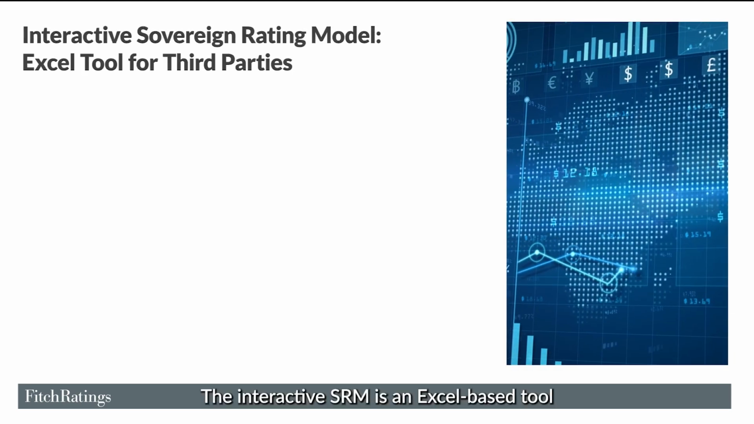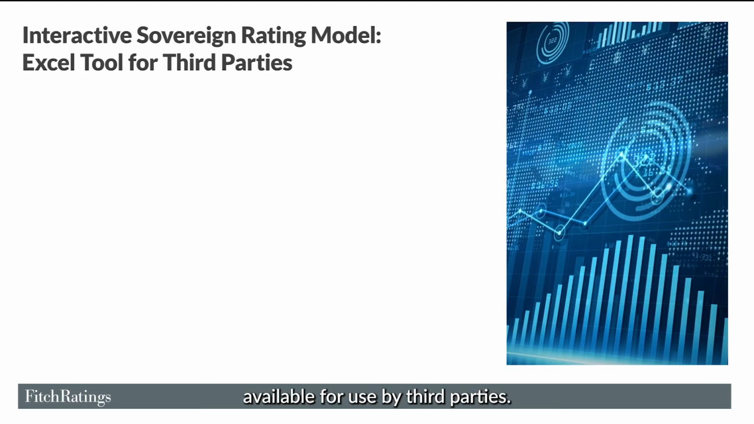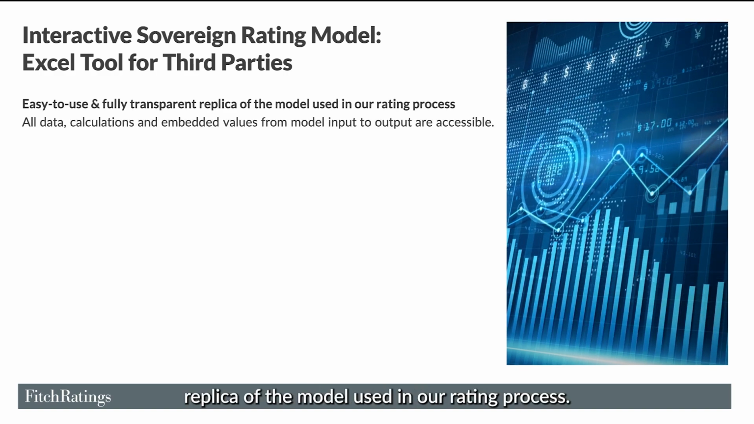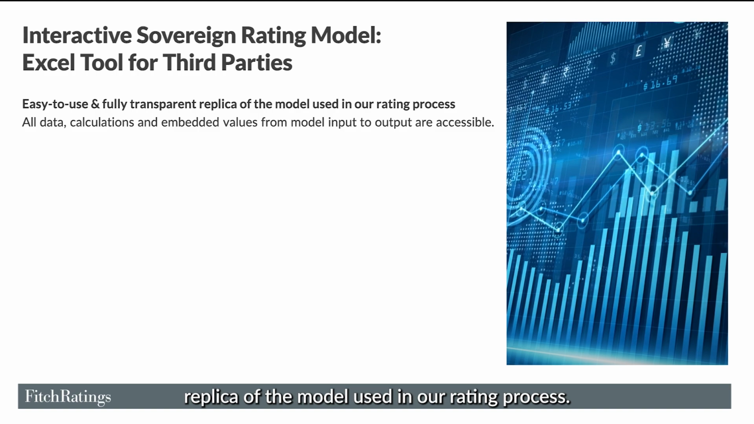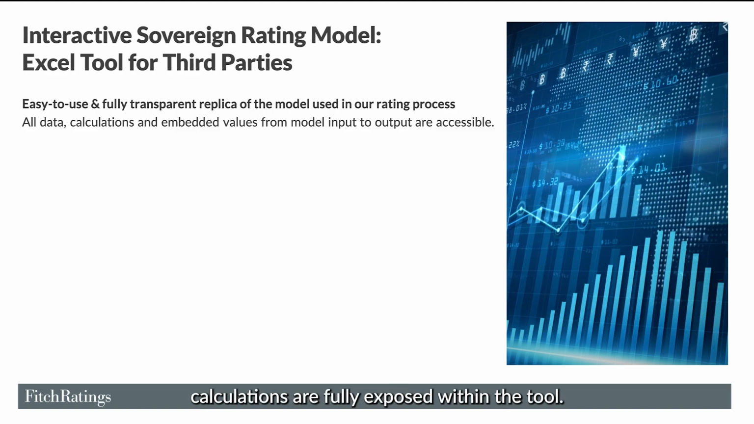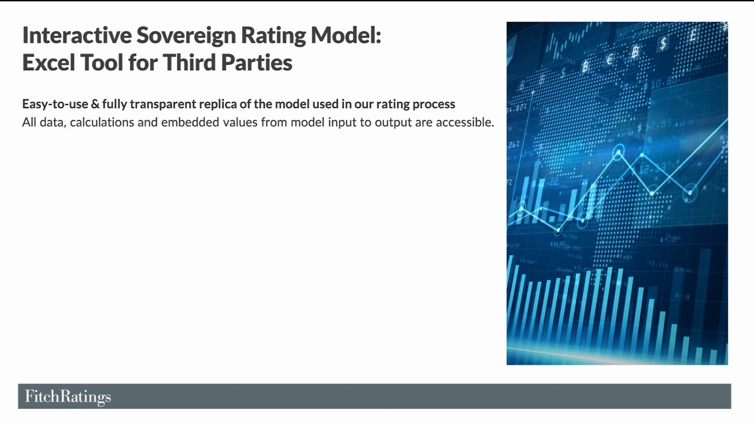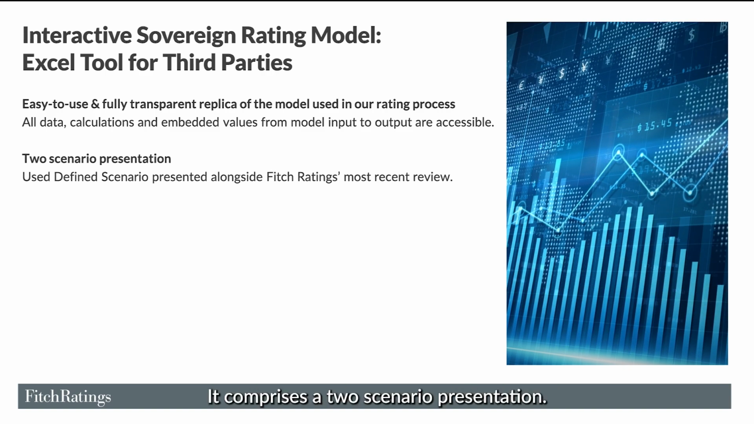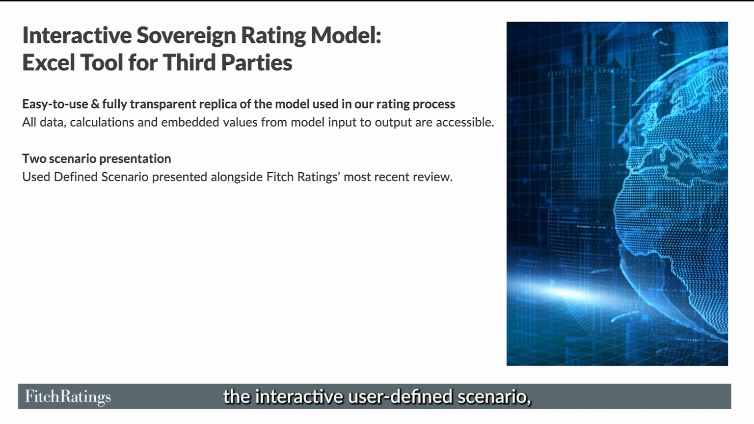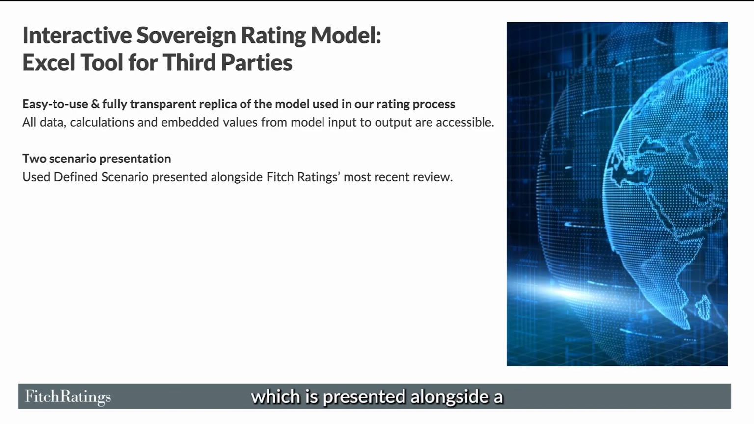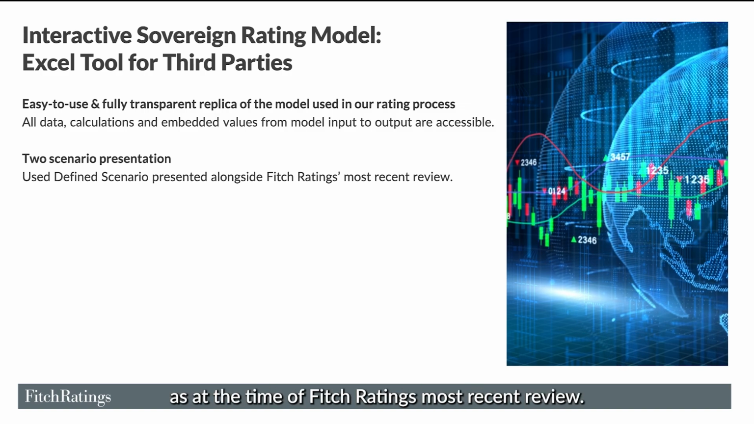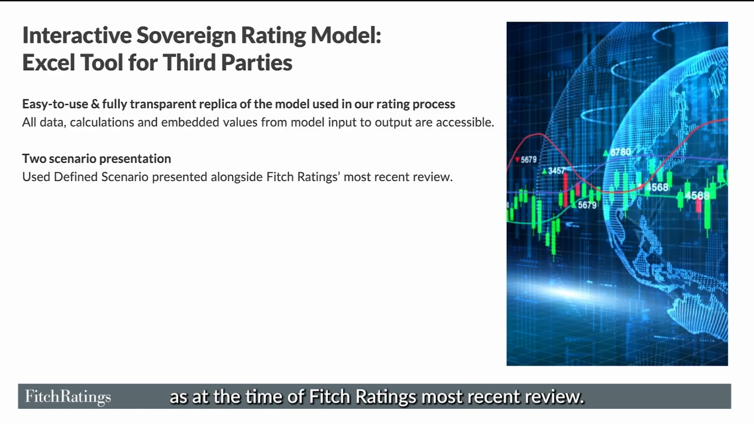The interactive SRM is an Excel-based tool available for use by third parties. It is an easy-to-use and fully transparent replica of the model used in our rating process. All source data and intermediate calculations are fully exposed within the tool. It comprises a 2-scenario presentation. Users simply select a sovereign and can then use the interactive user-defined scenario, which is presented alongside a read-only copy of the data and model output, as at the time of Fitch Ratings' most recent review.